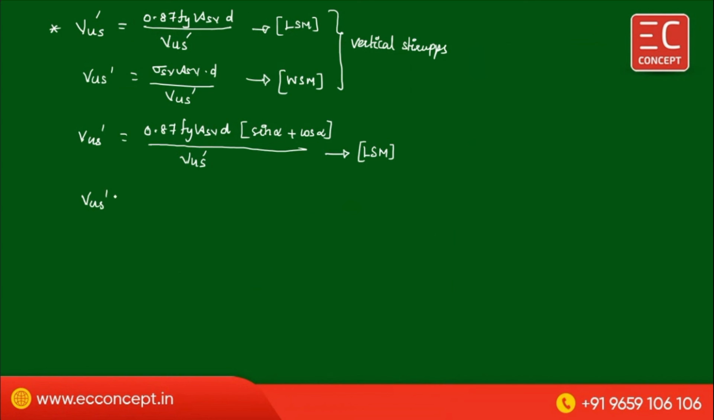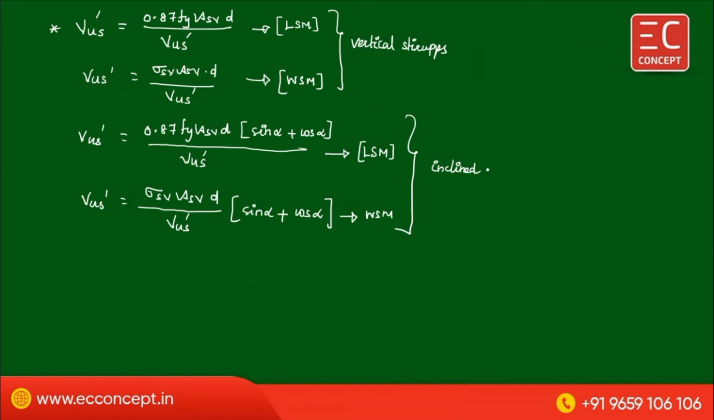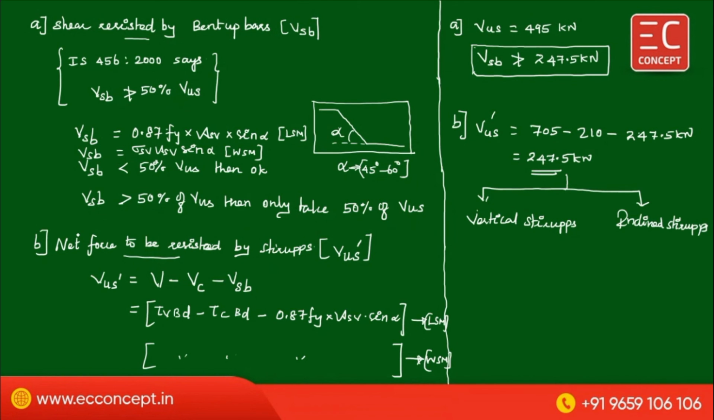Then VUS' is equal to sigma SB ASB into D the whole divided by VUS' into (sin alpha plus cos alpha). This is for the working stress method. These two are for inclined stirrups. Okay, this is the B point. A point, B point.